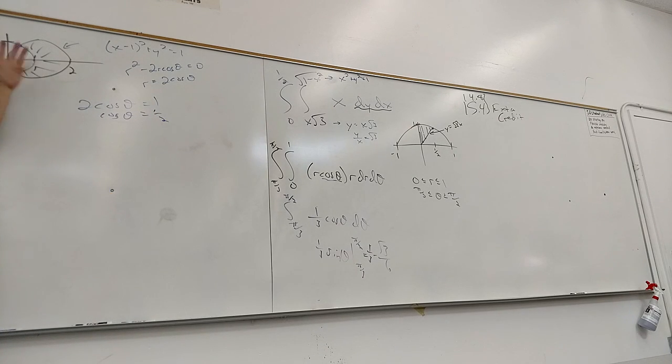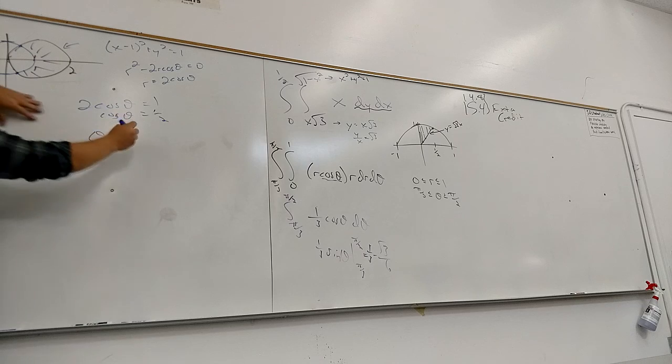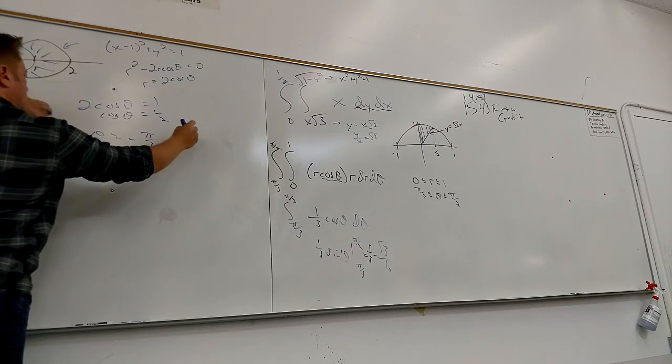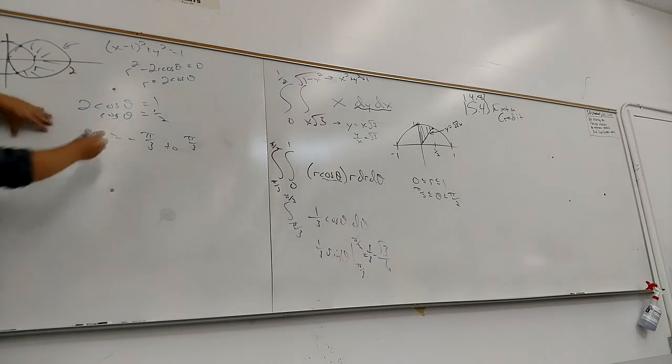And my range for my angle is kind of determined by my picture. So it's going to be negative pi over 3 to pi over 3.